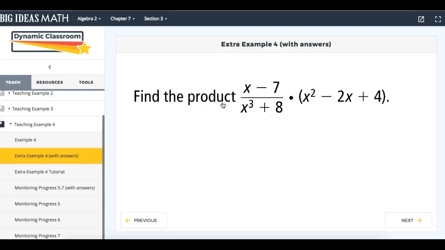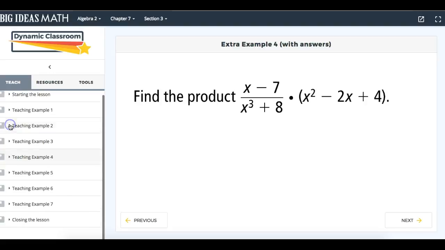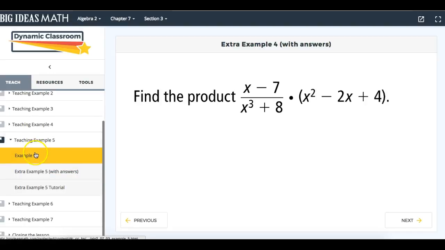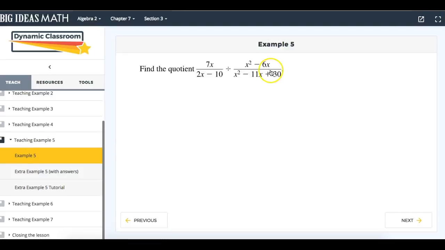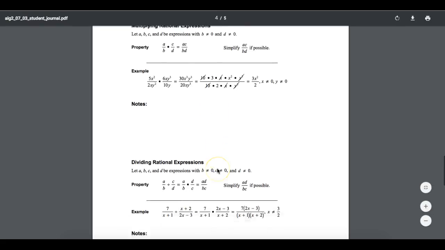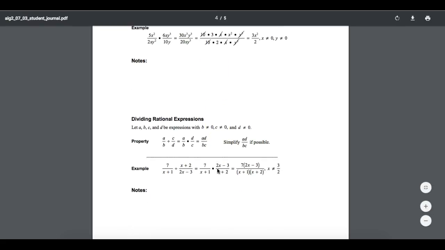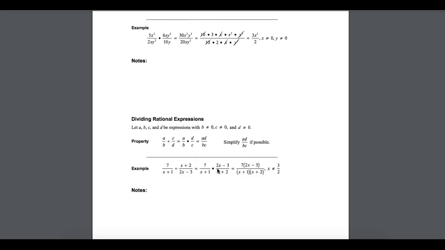All right, what we're going to do is move on to the next one. We've got teaching example 5, and we're going to look at a division problem, so dividing a rational expression. Now, I think what you're going to see is dividing rational expressions is actually really, really easy. The reason why is this is really just a multiplication problem.